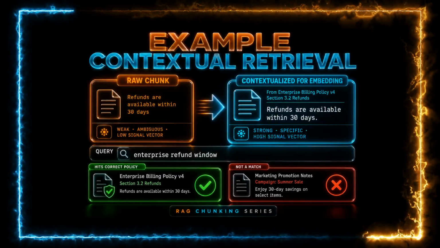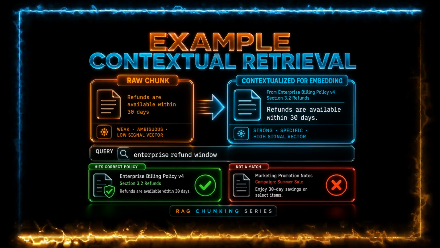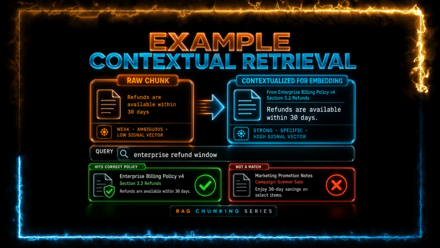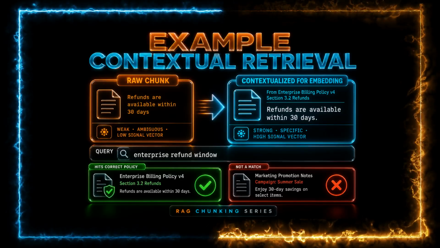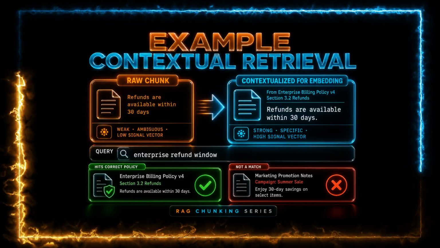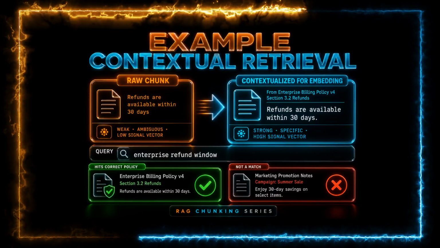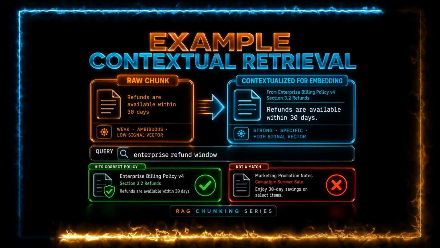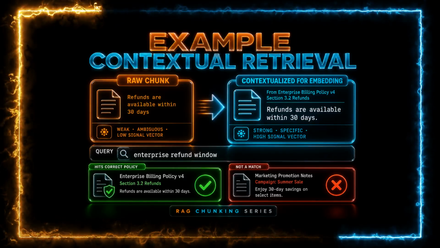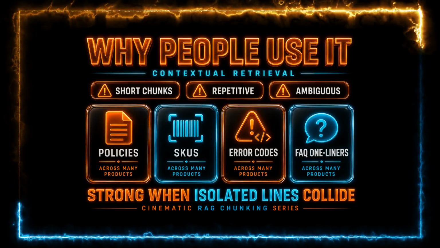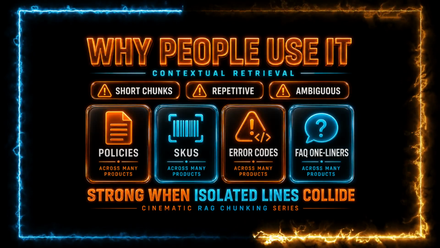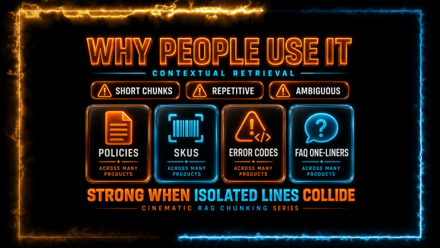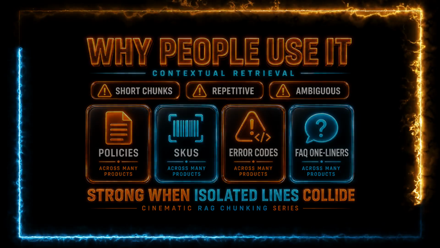Example, raw chunk: Refunds are available within 30 days. Contextualized for embedding: From Enterprise Billing Policy V4, Section 3.2 refunds. Refunds are available within 30 days. Search for Enterprise refund window lands on the right policy, not a random 30-day mention elsewhere. Why people use it? Strong when chunks are short, repetitive, or ambiguous. Policies, SKUs, error codes, FAQ one-liners across many products.